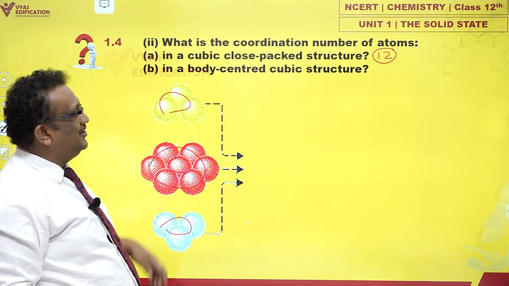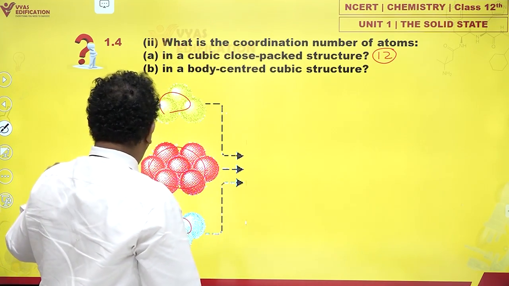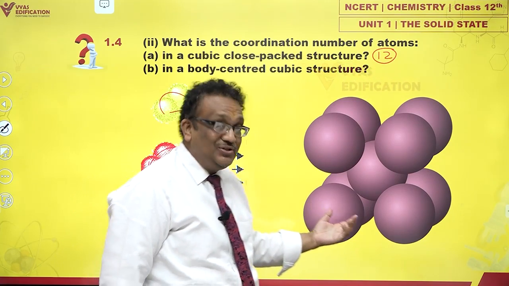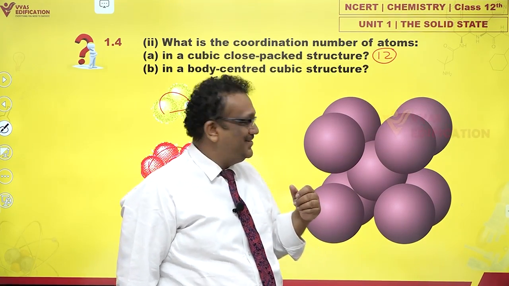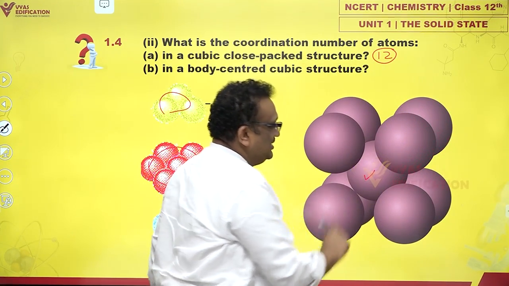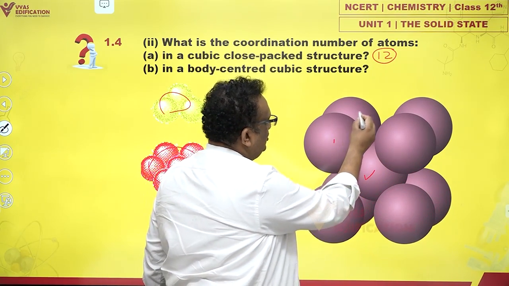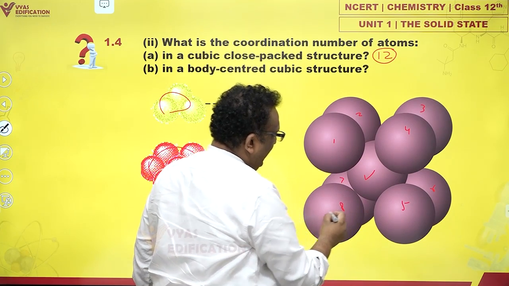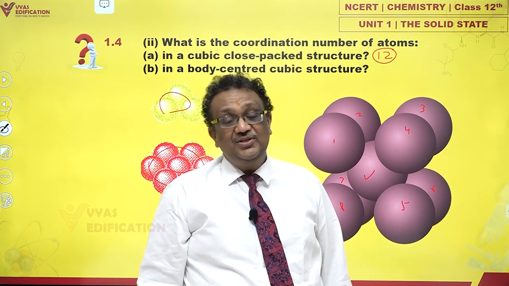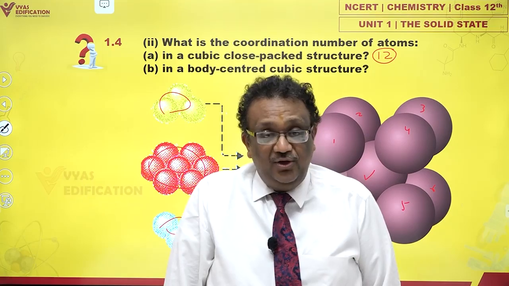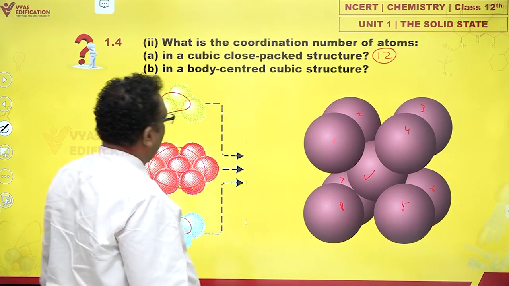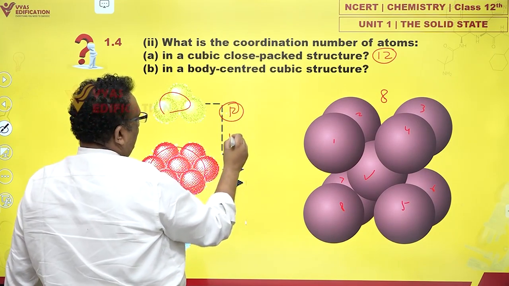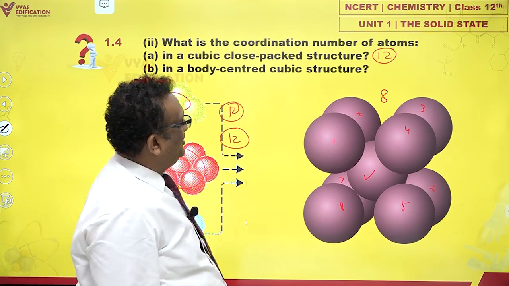In a body-centered cubic structure. Now, what would be a body-centered cubic structure? Yes. So, if this is the center, then 1, 2, 3, 4, 5, 6, 7, 8. There are 8 spheres surrounding it at the corners of a cube. So, naturally, the coordination number is 8. This is 12 and this is 8.